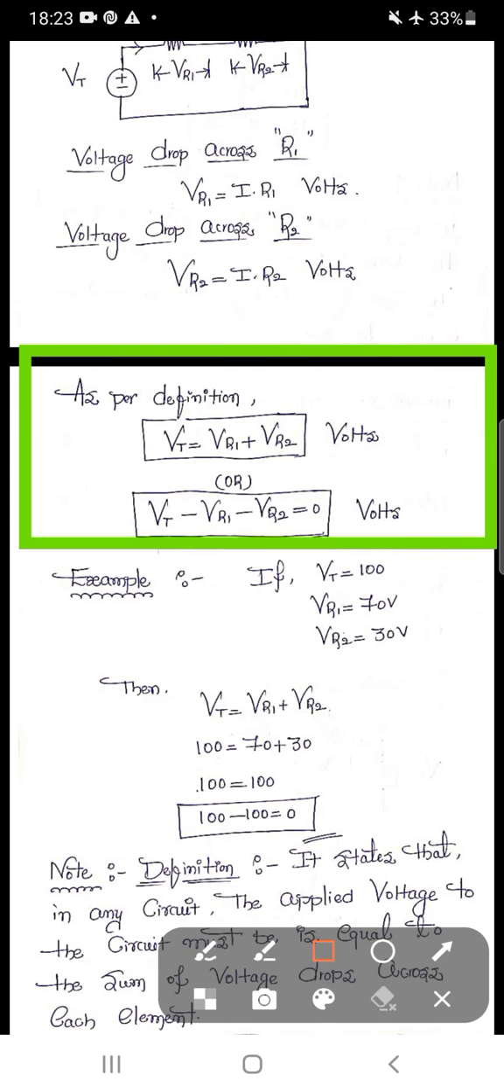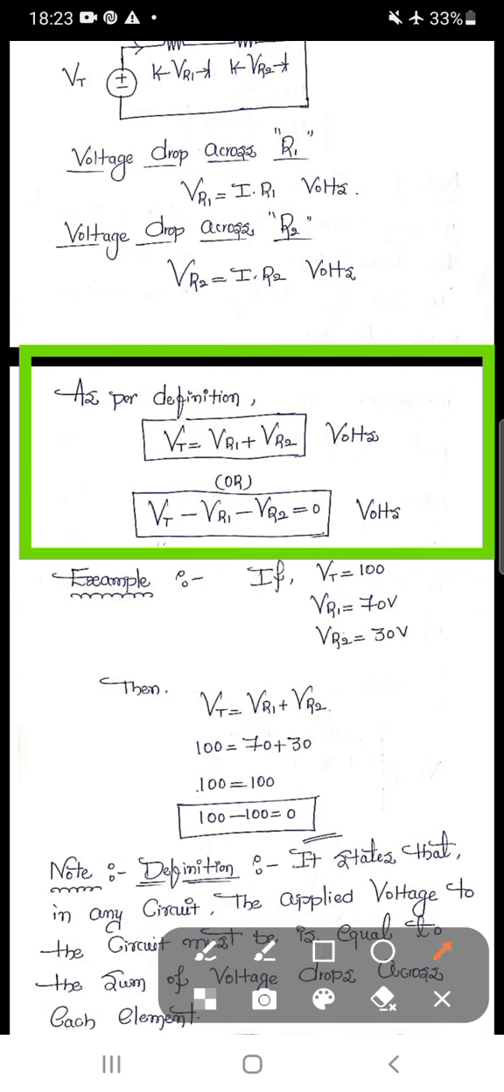Okay, so with the help of two definitions we can write the expressions, this one is 1 and this one is 1. Okay, so like this we can define Kirchhoff's voltage law. Okay, I think you are clear now. Just remember the definition of Kirchhoff's voltage law is clear, and how we are getting the expression of Vt is equal to Vr1 plus Vr2. So applied voltage is equal to sum of voltage across R1 and R2.